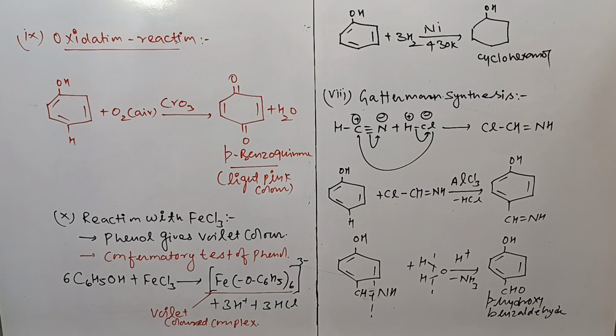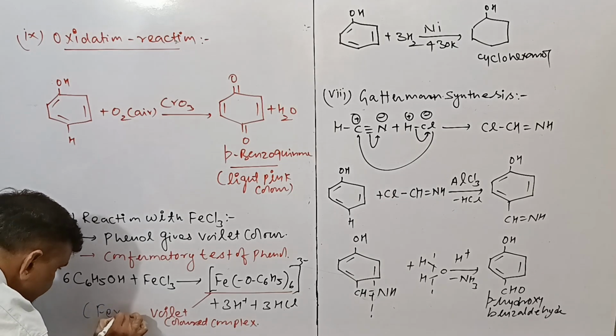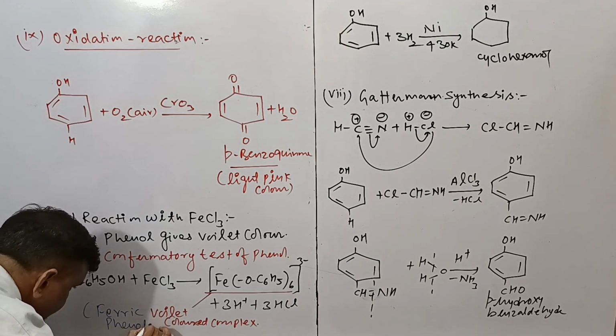So today we discussed the reaction with phthalic anhydride, oxidation, Gatterman reaction, and reaction with FeCl3. Ferric phenolate is a complex ion. And reduction has also been discussed with you. The violet complex is ferric phenolate. This is the ferric phenolate, as a complex ion.